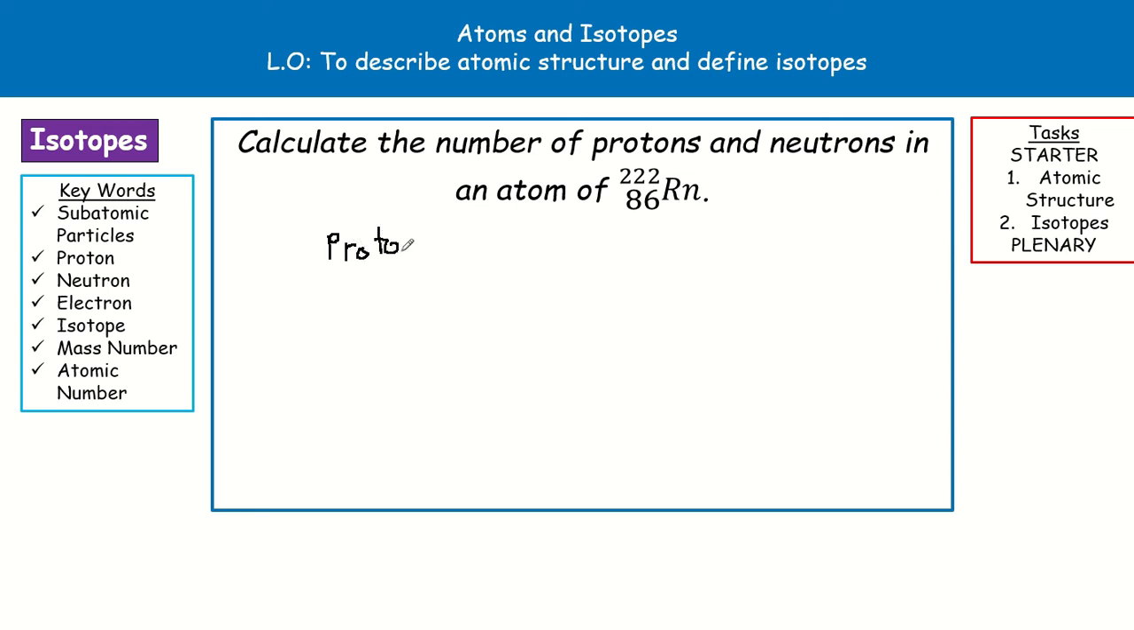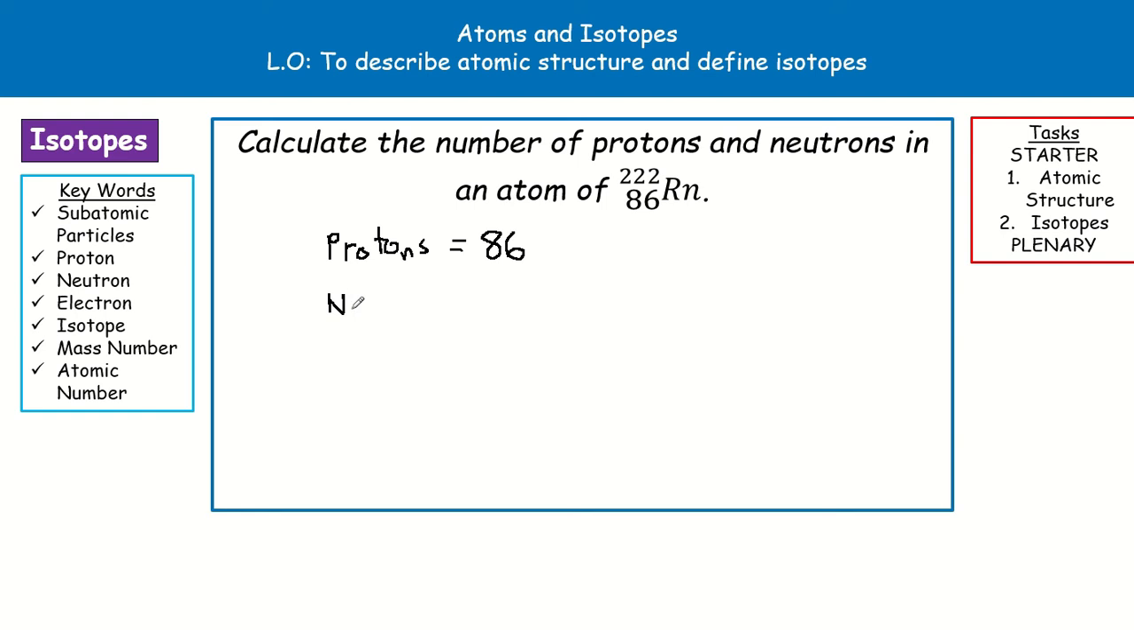Now, when we're coming to look at the protons, sorry about my handwriting, what we need to do is look at these two numbers here, and work out which is the atomic number. And hopefully remember the basics from our chemistry that the smaller of these two numbers is the atomic number. So 86 is smaller than 222, so that means 86 is the atomic number. And the atomic number quite simply tells us the number of protons, so we have 86.